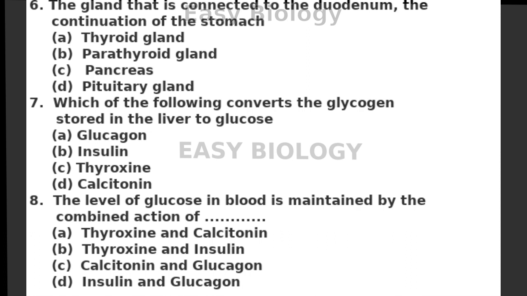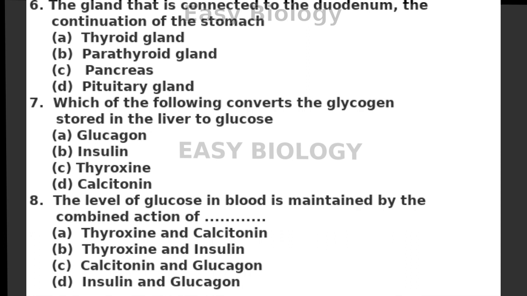Question number 7. Which of the following converts the glycogen stored in the liver to glucose? A. Glucagon. B. Insulin. C. Thyroxine. D. Calcitonin. The answer is glucagon. Glucagon converts the glycogen stored in the liver to glucose.